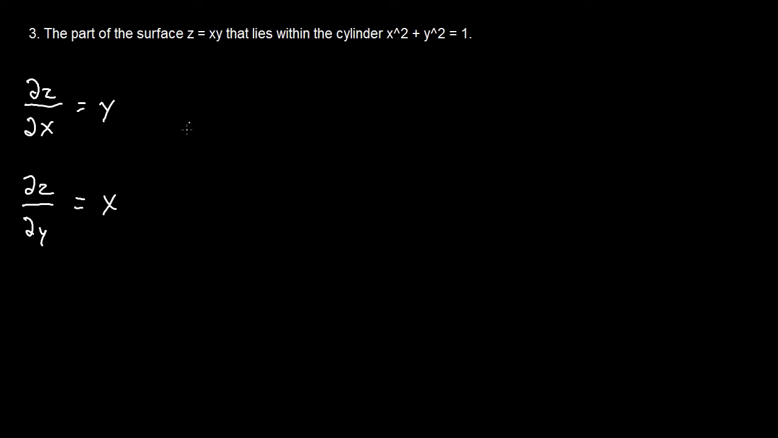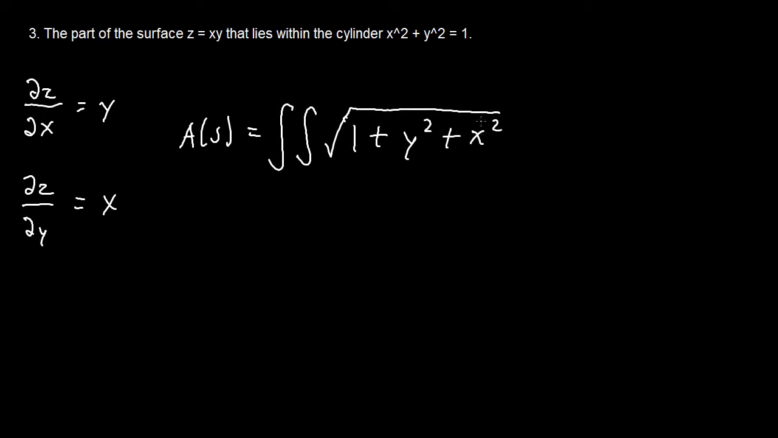So if I go ahead and write out the formula for the surface area, it's going to equal the double integral of the square root of 1 plus the partial derivative of z with respect to x squared, which is y squared, and then plus the partial derivative of z with respect to y squared, so then x squared.